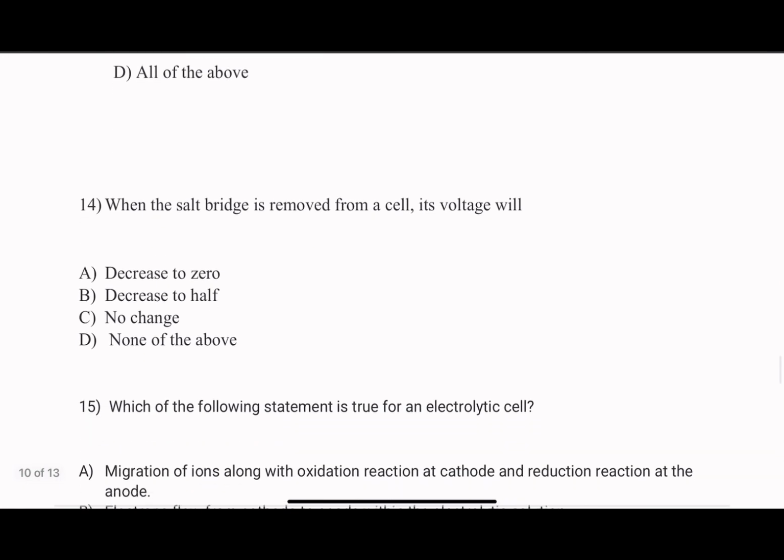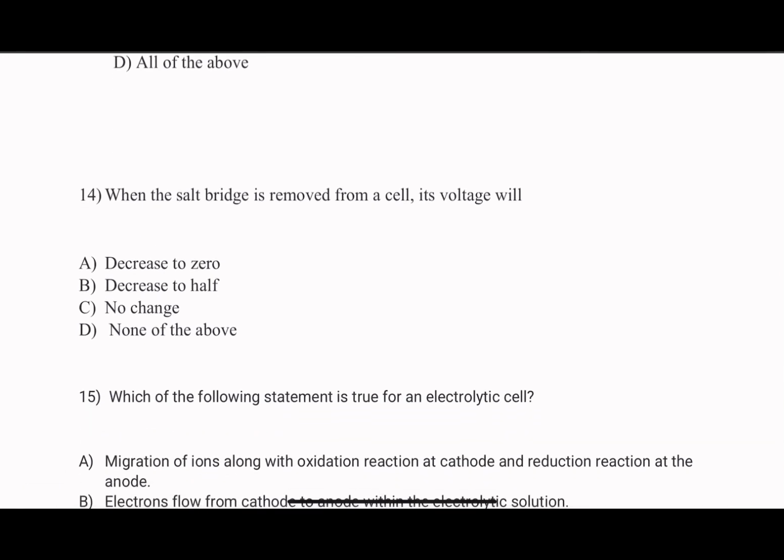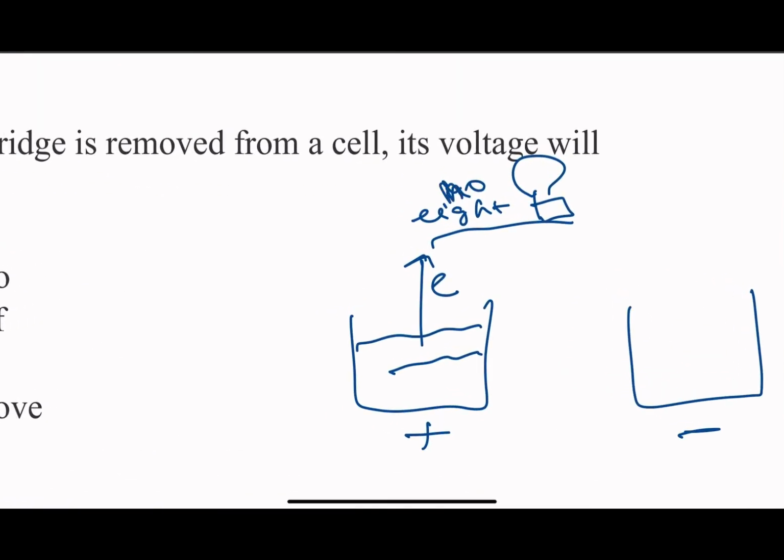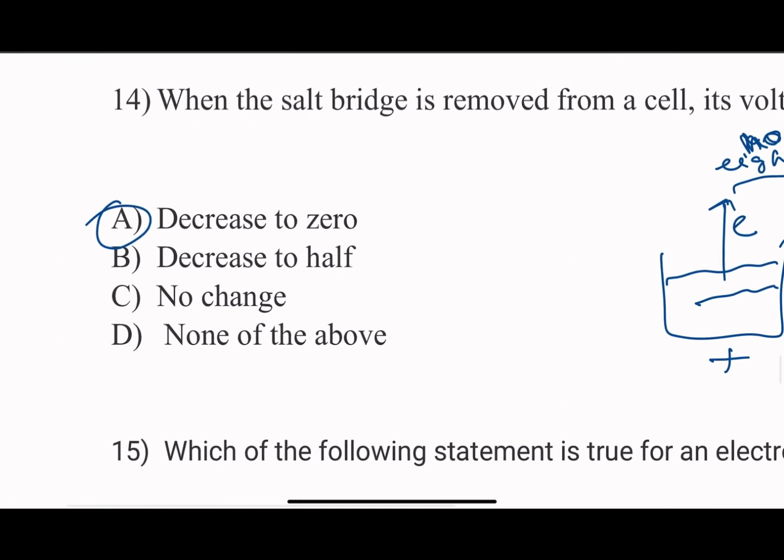Okay, and then when the salt bridge is removed from a cell, its voltage will decrease to 0. Do you remember why? We said that one of the two solutions is going to be positively charged, one is going to be negatively charged, and when the electron wants to move in this direction, it is not going to be able to leave. That's why the light is going to be turned off. Okay, no light. Sorry for the drawing, but there's going to be no light. That's why the voltage is going to decrease to 0.